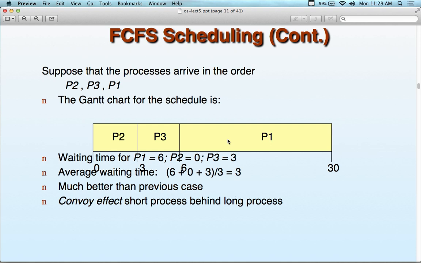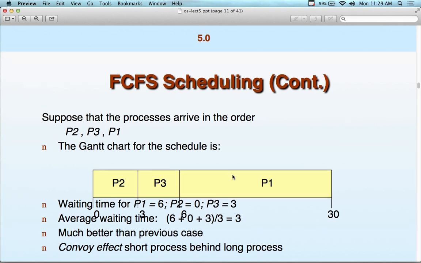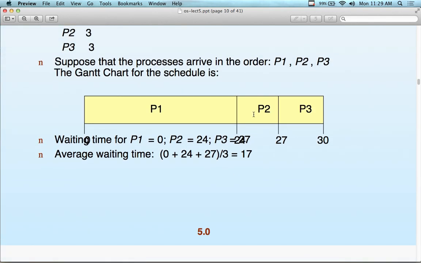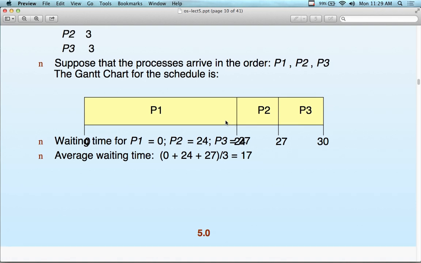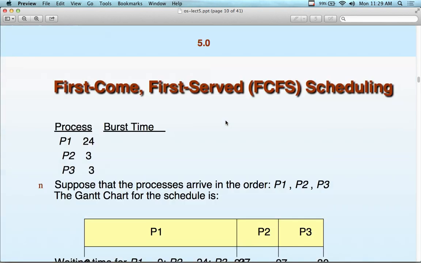Probably a better way of doing it, right? So the waiting time here is 6, 0, and 3. So the average waiting time is 3, much better than the previous case. It's the Convoy Effect, where short processes are behind the long processes. So even though this guy only takes 3 minutes, I'm just going to call it minutes, or seconds, microseconds or something. It's really quantum, or clock ticks, I should say, or burst times.